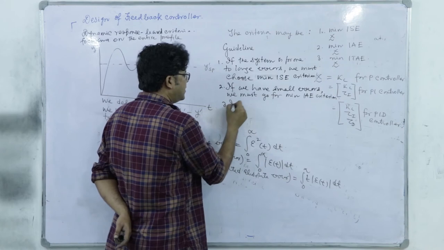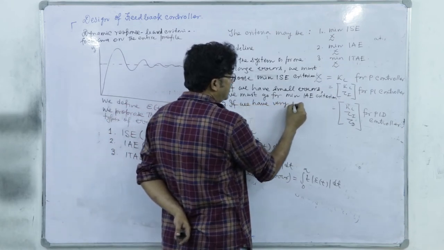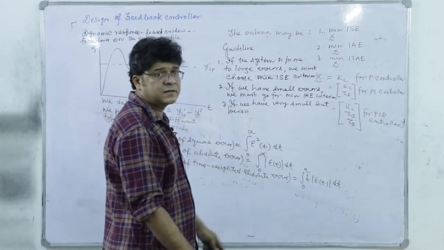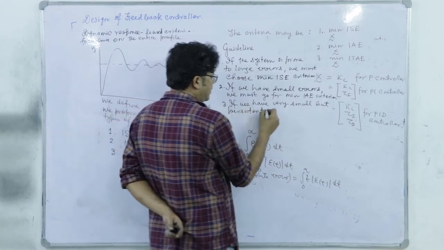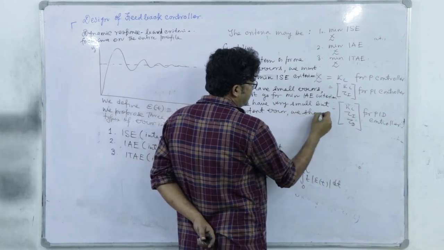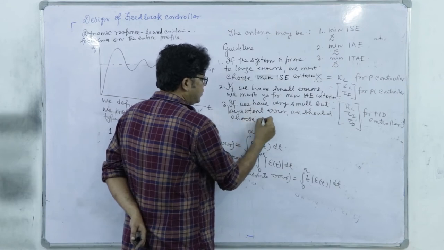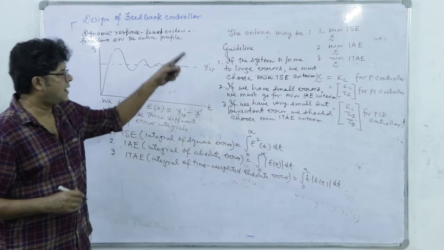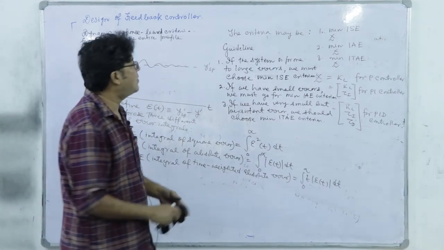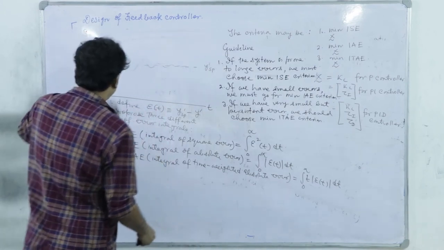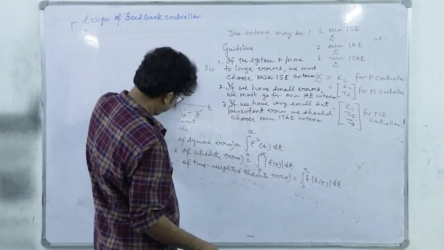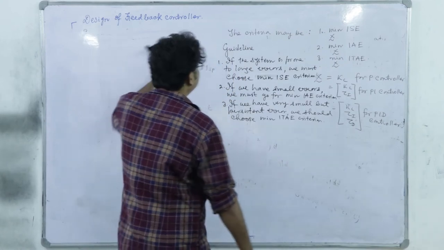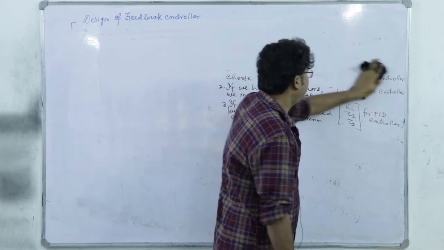criterion. Third, if we have very small but persistent error, that is existing over a long stretch of time, we should choose the minimum ITAE criterion. Right. So, three are the standard guidelines for choosing whether it will be the minimum ISE or minimum IAE or minimum ITAE. So, let us have an example, but here the mathematics, the algebra is tedious and frequently we have to use numerical solutions. So, we will not solve it fully, but we will try to demonstrate what the procedure should be.